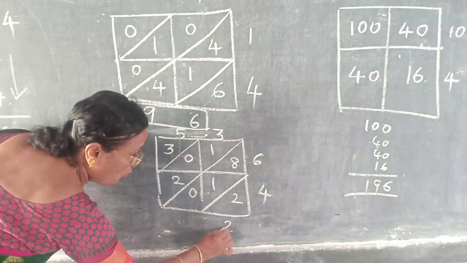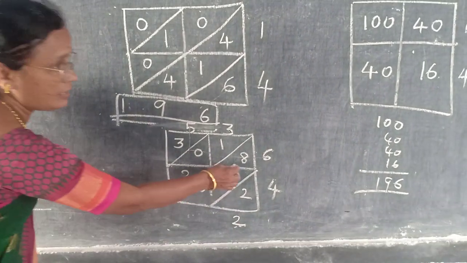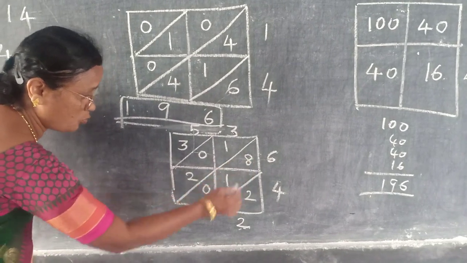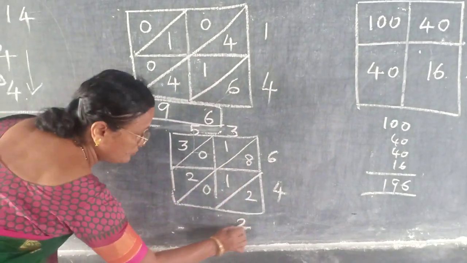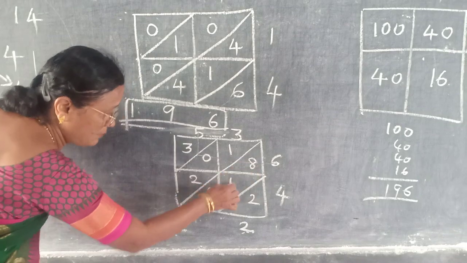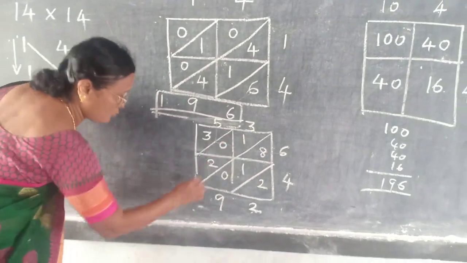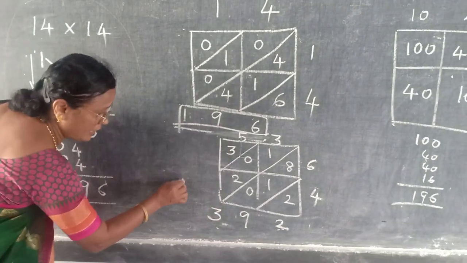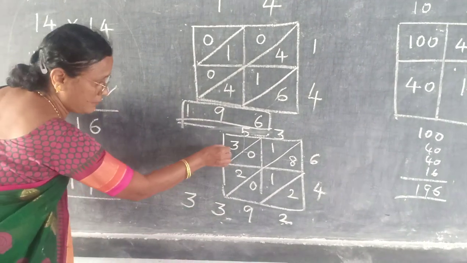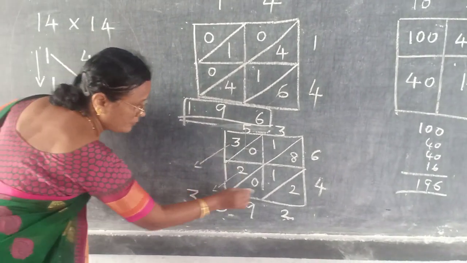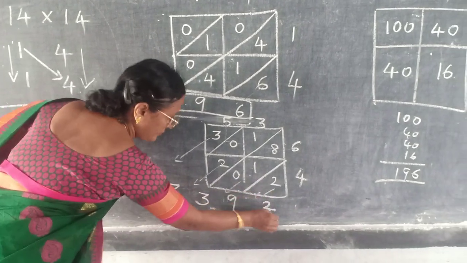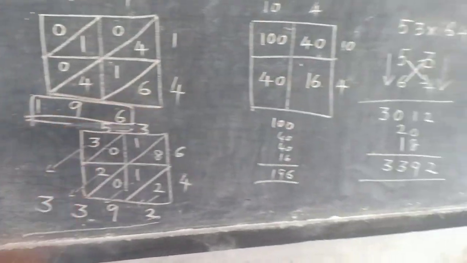What is it here? 1. 2. Next, 8 plus this column 2. Understand? First column 2. 8 plus 1 is 9. Next one is 2 plus 1, 3. Next one is 3. Understand? Check the answer of these two.